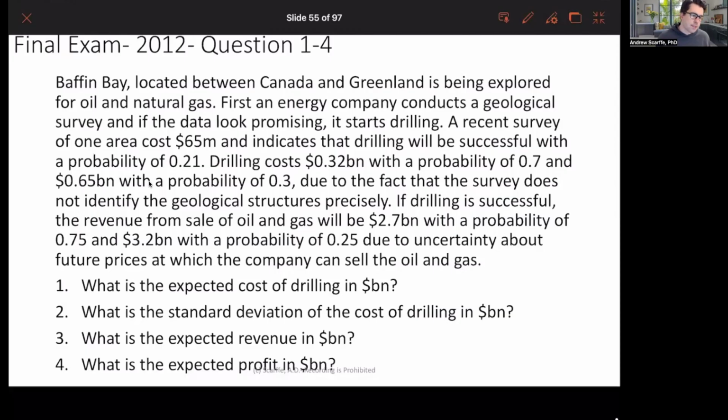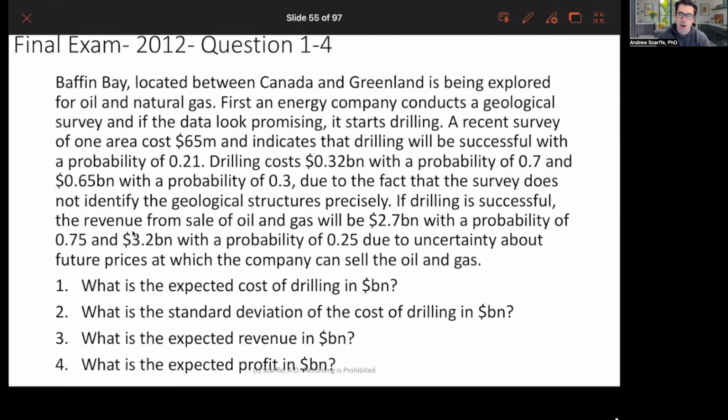If drilling is successful, the revenue from the sale of oil and gas will be $2.7 billion with a probability of 0.75 and $0.32 billion with a probability of 0.25 due to uncertainty about the future prices at which the company can sell the oil and gas. Okay, that makes sense. Oil and gas isn't a static price. It's dynamic, so they don't know exactly how much they'll make, but they can forecast it with some probabilities.